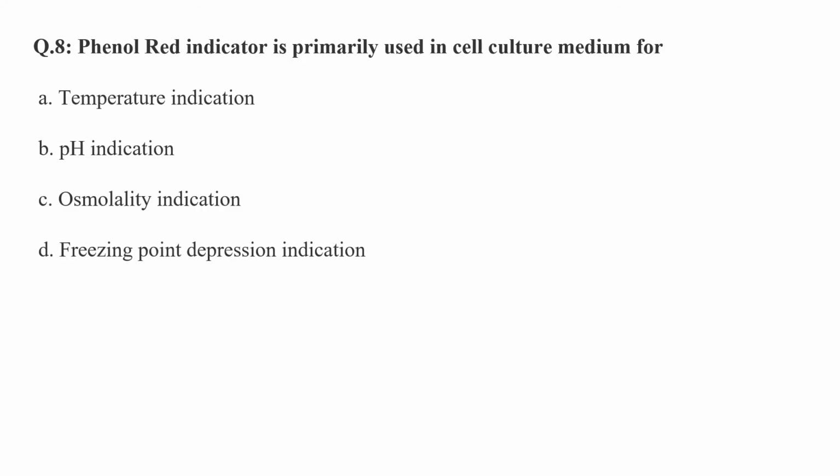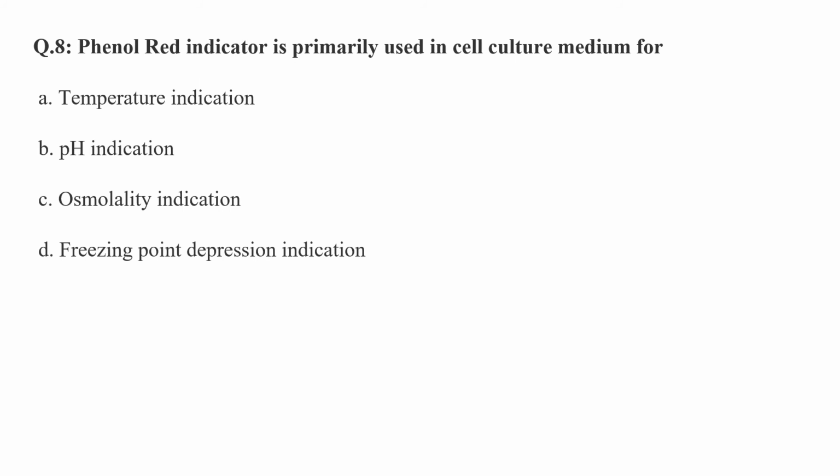Question number 8: phenol red indicator is primarily used in cell culture media for what? Phenol red, as you may know, is a pH indicator. Actually, it does not maintain the pH. The buffers maintain the pH; phenol red registers the change in pH. The media is maintained at a pH of 7.4 or 7.3, which is in the physiological range.